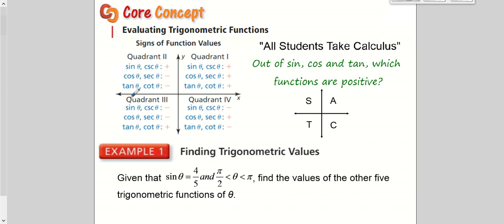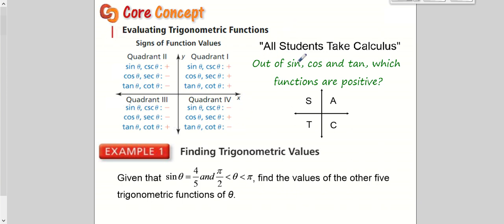Tangent is positive because the x and the y are negative, and tangent is y divided by x, so that would make it a negative divided by negative. It gives you a positive. And in quadrant 4, sine and tangent are negative, but cosine is positive.